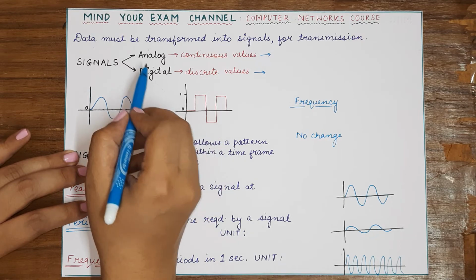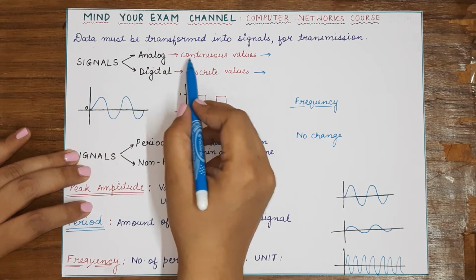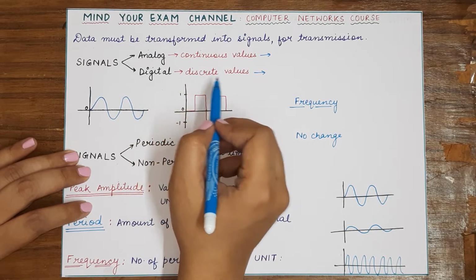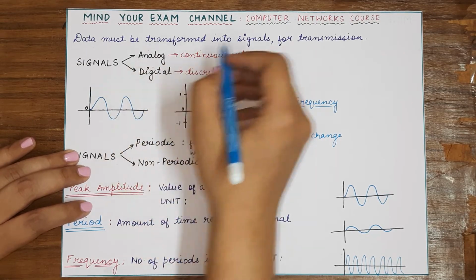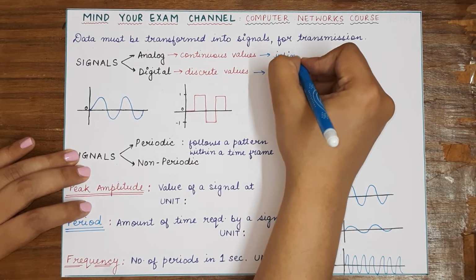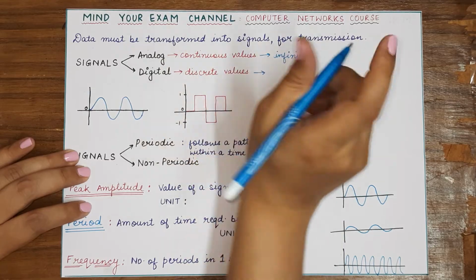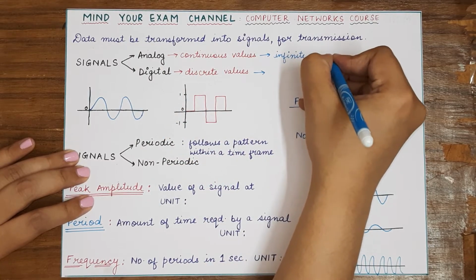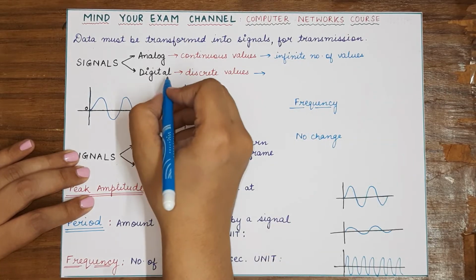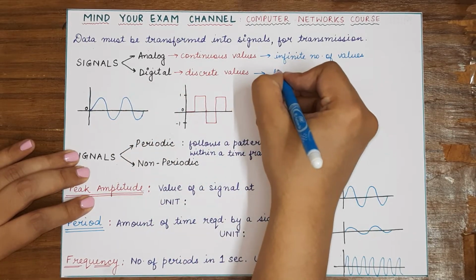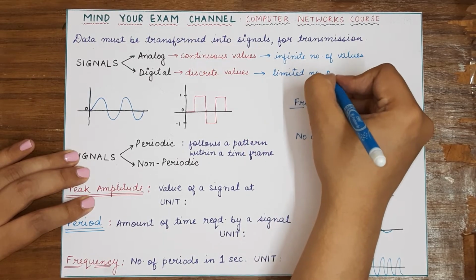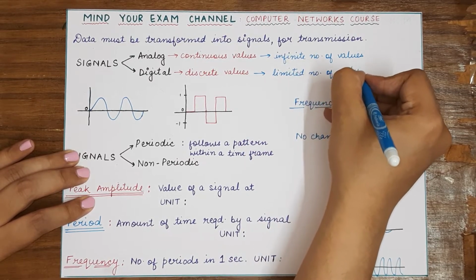Now, signals can be of two forms: analog signals or digital signals. Analog signals have continuous values, whereas digital signals have discrete values. Any analog signal will have an infinite number of values in a particular range, whereas a digital signal will have a limited number of values as compared to an analog signal in that particular range.